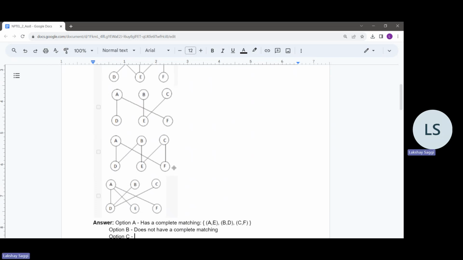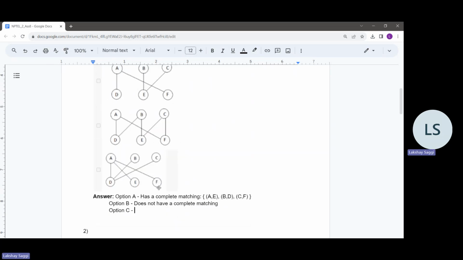So in option C, you can clearly see that it contains a complete matching. And what's the matching? This A to D, this B to E, and this C to F. So these three edges form a matching and all the vertices are covered. So that's why it's a complete matching. So option C has a complete matching. Maybe I'll just copy and change the values of the edges. So the first edge is A comma D, second edge is B comma E, third edge is C comma F.